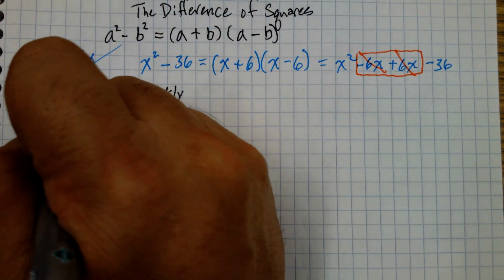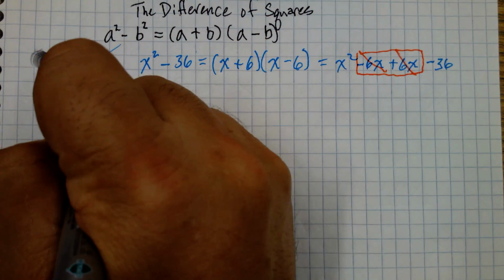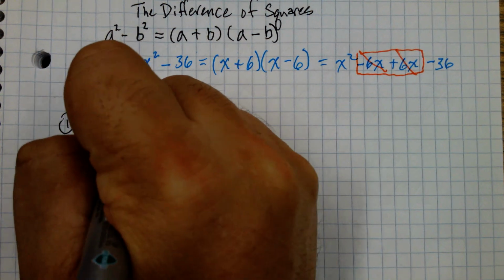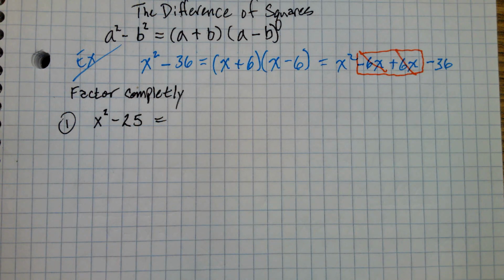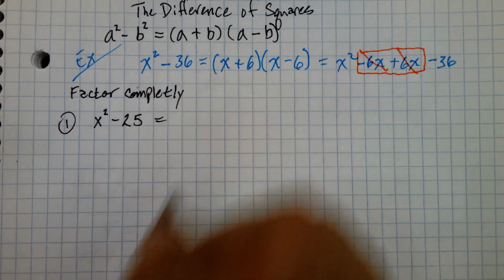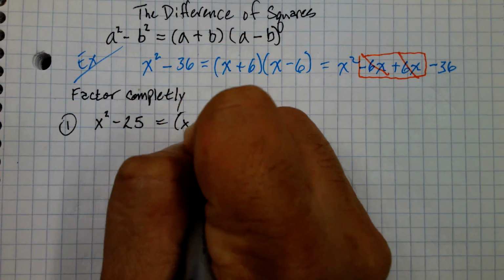Okay, so let's do some practice problems, and we're going to get pretty involved with this. You'll see x squared minus 25, and we want to factor this completely. So the first thing we want to look out for is, is the first term a perfect square? Is x squared a perfect square? It is. Is 25 a perfect square? It is. It's 5 times 5. So how would this factor? X plus 5 times x minus 5.